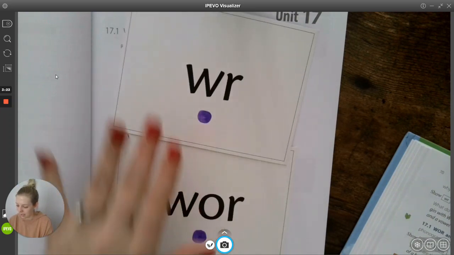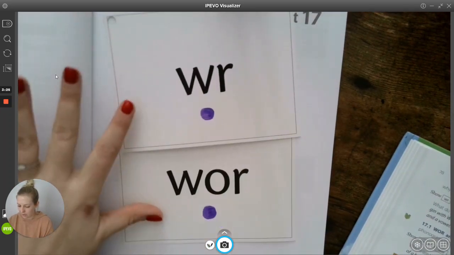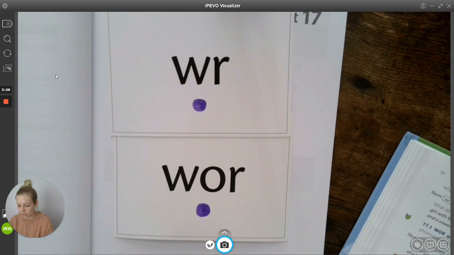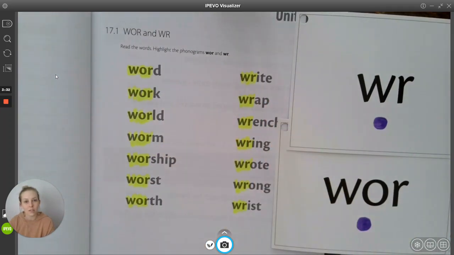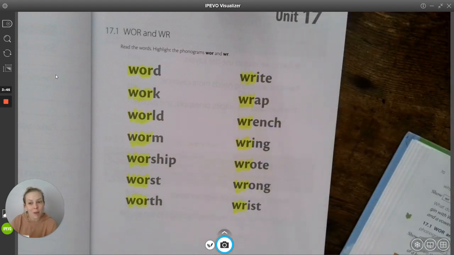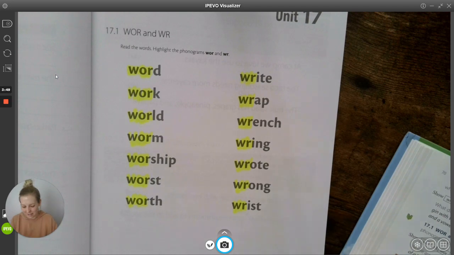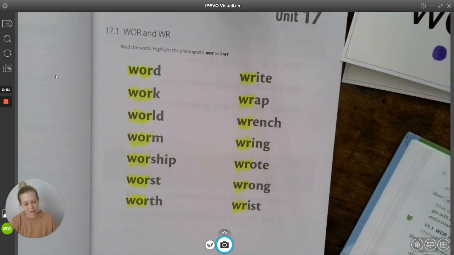So, where are these phonograms used in these words? Where are they used? At the beginning or the end? At the beginning. Very good. They are used at the beginning of a base word. So that will help us remember that for our spelling hints. Very good. Okay.